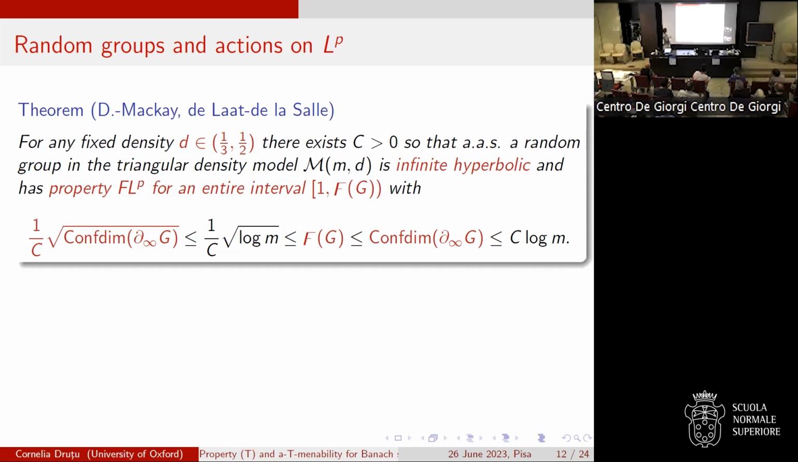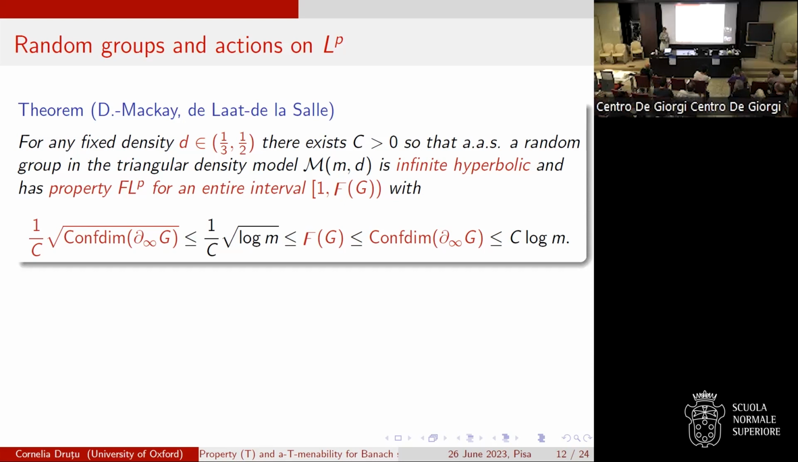And what we proved with John Mackay, and later it was improved by Tim de Laat and de la Salle, is the following. A random group will have the fixed point property for all the L^p spaces in an entire interval. And the interval is going to increase logarithmically in the number of generators. And interestingly, it will increase also comparably with the conformal dimension of the boundary. So the group will have the fixed point property on this whole interval, and the upper side of the interval is at most the conformal dimension of the boundary.